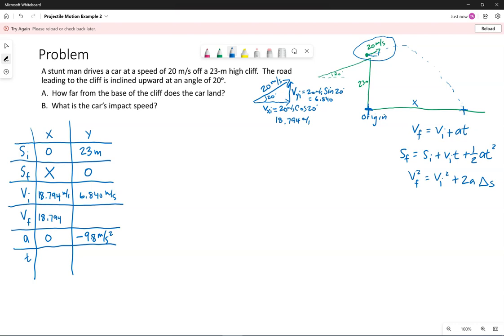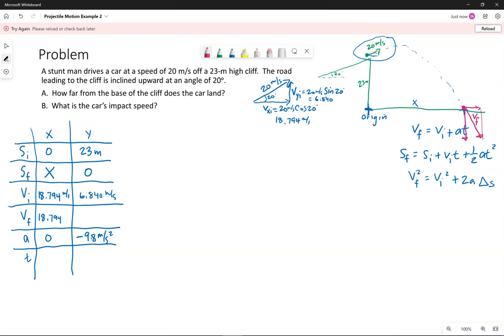So in terms of solving, we do want to know S final. So this x, the x direction, how far the car lands from the base of the cliff, and then what is the car's impact speed? Right, that split second before the car hits the ground, it still has that horizontal velocity, but it's now also going to have a vertical velocity. So when the problem says V, the impact speed, they actually want to know this hypotenuse.